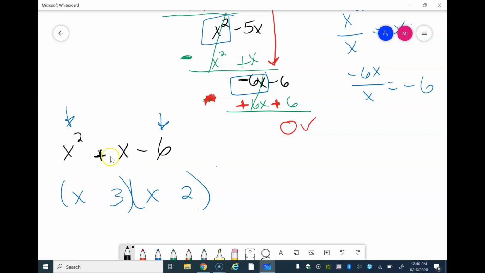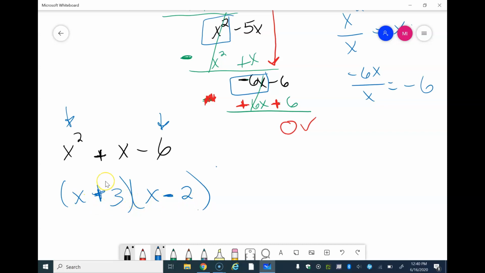Because the middle one is a plus sign, the rule or the trick is to make sure the bigger number gets whatever sign is in the middle. So if this was a minus sign, the 3 would get the minus sign. Because it's a plus sign, the 3 would actually get the plus sign for this one. And then this one gets the opposite, because when I multiply a plus and a minus, it gives me that -6. So we notice here our factors for this one are x plus 3 and x minus 2.